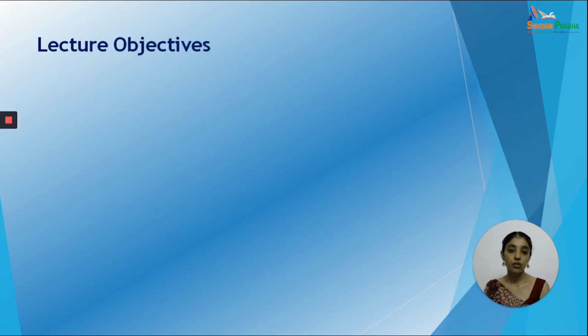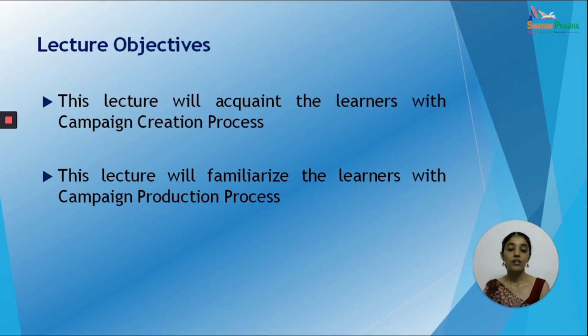The lecture objectives for today's lecture are as follows. We are going to acquaint ourselves with the campaign creation process, and we are going to familiarize ourselves with the campaign production process. As you are familiar, in the previous lecture we learned that planning is a process of situation analysis and formulation of objectives. Now it is the time for implementation. If you will remember, implementation was spoken about in the previous lecture in a threefold manner. Let's now begin with today's lecture on campaign creation and production.